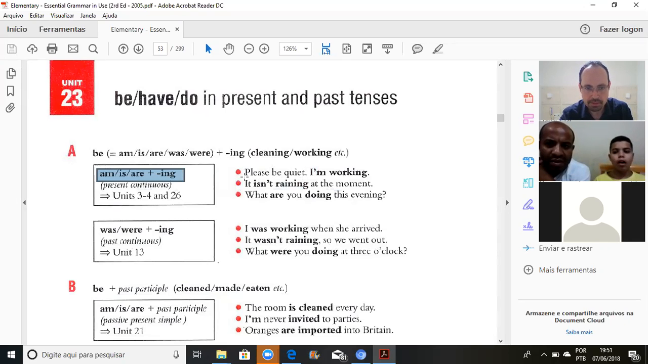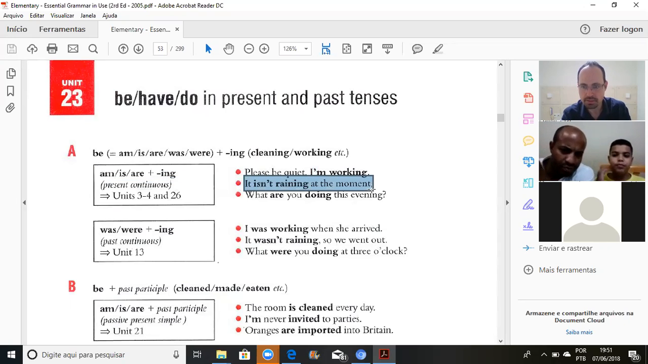You use this structure to say that something is happening or to say that something is not happening, okay? For example, it isn't raining at the moment, okay? Or you can ask a question. So I am going to ask you a question right now, and I'd like you to answer for me, please, okay? The question is, is it raining at the moment? We are in Jundiaí, and the question is, is it raining at the moment?